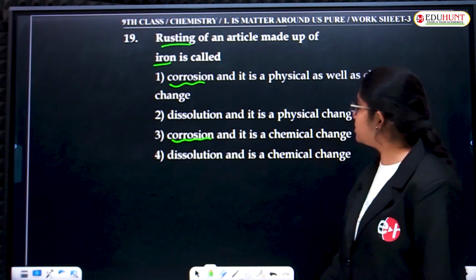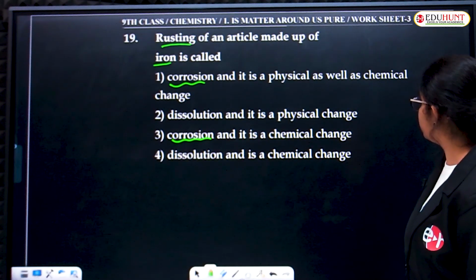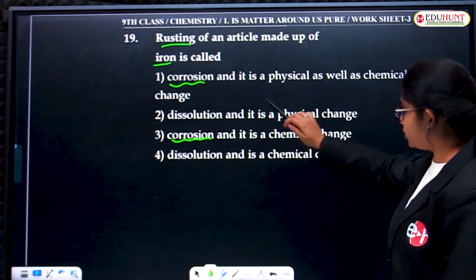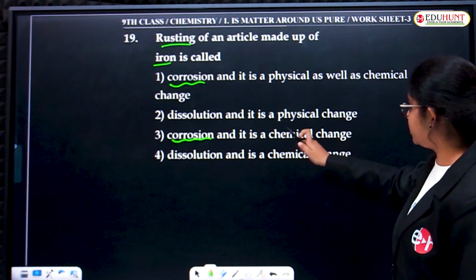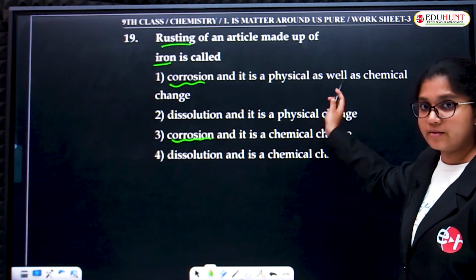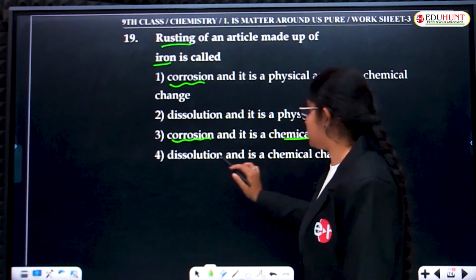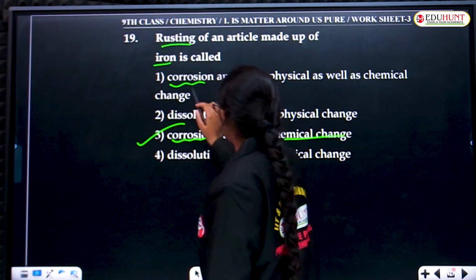So we have two options, and it is called as which change? Physical as well as chemical change? No, is it only physical change or chemical change? Chemical change. Rusting of iron is only a chemical change.